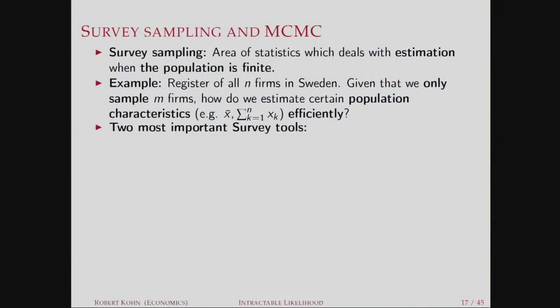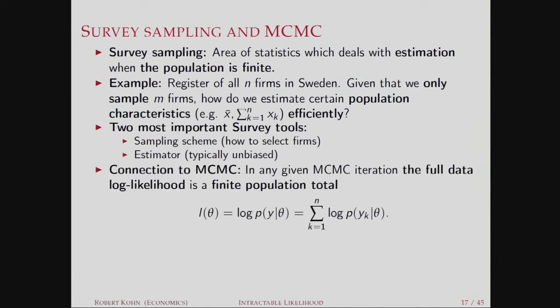So what we did with Matthias is borrowed from survey sampling. Suppose we've got n firms in Sweden, and they wanted to know how to estimate certain aspects of the population. In our case, we've got the log likelihood. We want to evaluate the log likelihood here, but instead of evaluating it each time, why don't we estimate it? Why don't we subsample and get an unbiased estimate of the log likelihood instead of getting the full log likelihood?